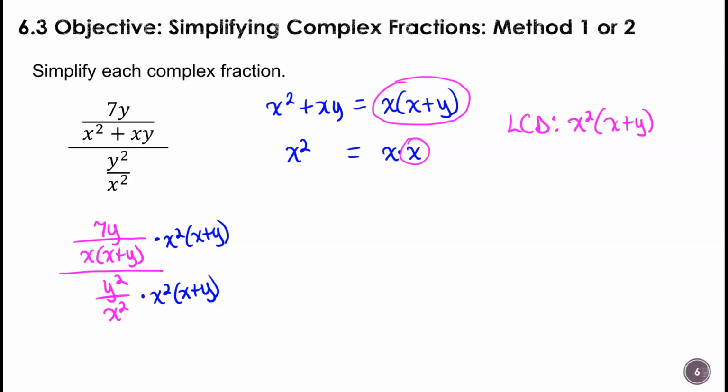So at this point then, I'm going to remove anything that equals 1. So x plus y goes into x plus y one time. X goes into x squared, and that leaves me with an x. So my numerator, I'm just going to go sideways on this, is going to be 7xy. And then my denominator is going to be y squared over x plus y. Wait a minute, that's not right.